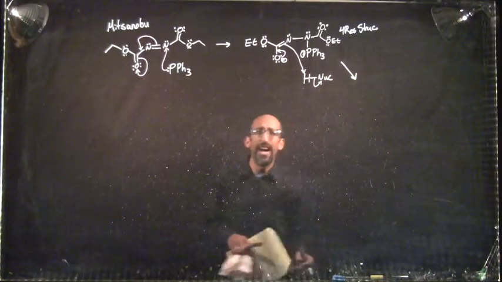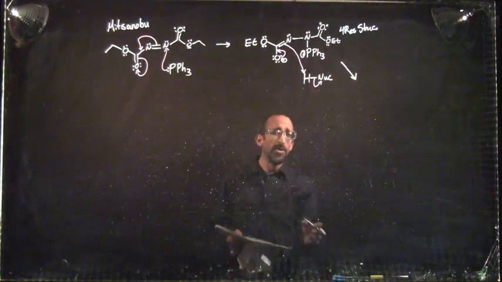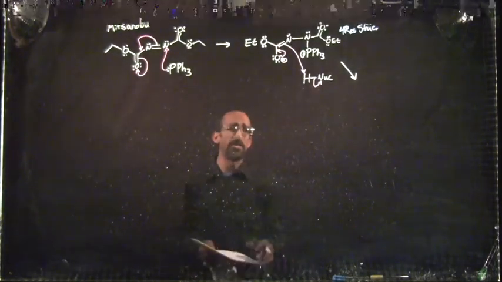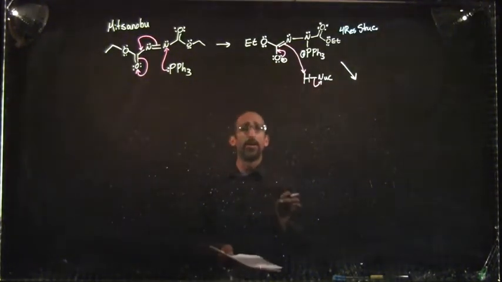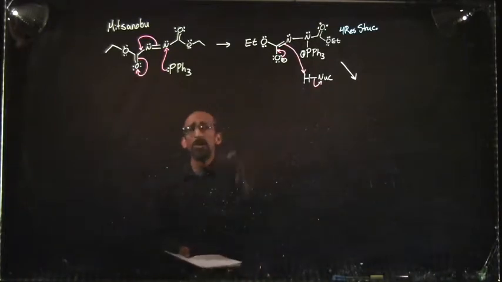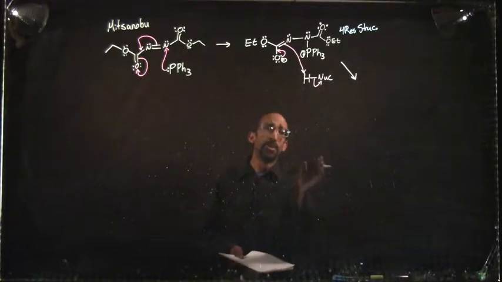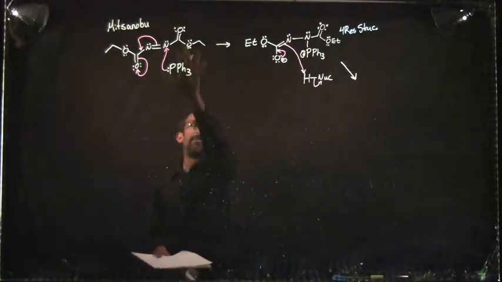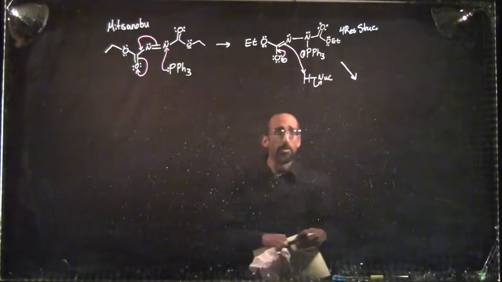You'll notice that in all of the mechanisms I've drawn in this video lecture, and most of the mechanisms we're going to see in Chem 201, we usually only have 2 to 3 arrows in any reaction step before we draw the product. Most of the time we have 2 electron arrows per step, but occasionally we will have 3 electron arrows per step, and we see that frequently in the Mitsunobu reaction.